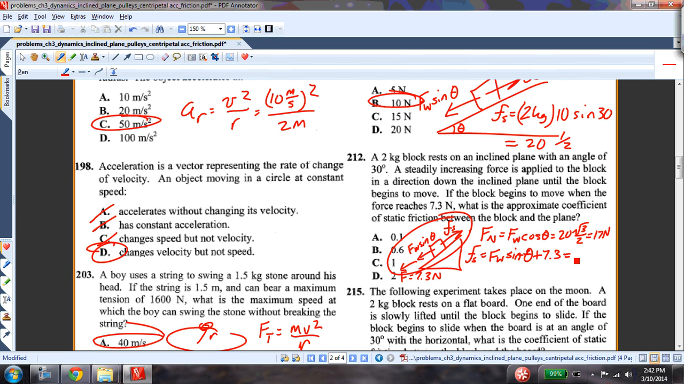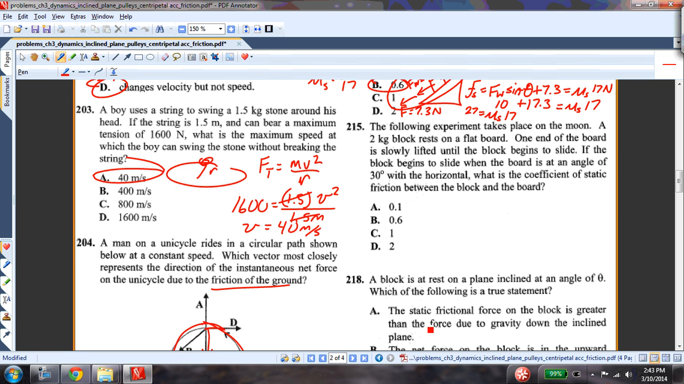And I know that my static friction is equal to mu s times my normal force, which I found to be 17 newtons. Now, let's see, I can put in some additional numbers. I know that this is 20 times the sine of 30, which is 10, plus 7.3, equals mu s times 17. So that's 27 over 17, which should be 0.6. So here we get 27 equals mu s times 17. And so mu s then is 27 over 17. The only one it could be is B. That's the right answer for 212.